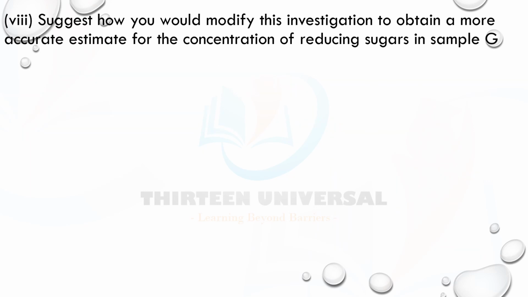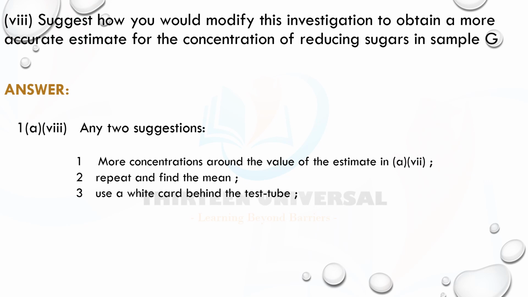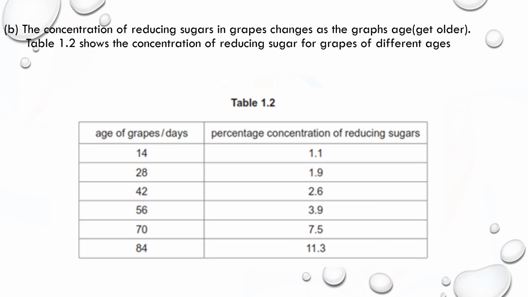That's a lot, guys. So that's how you would modify this investigation to obtain a more accurate estimate for the concentration of reducing sugars. For any suggestion, you have to create more concentrations around where you find G. If G is between 4 and 2, you can use 10-fold serial dilution to create them, repeat and find the mean. Use cardboard. Okay, look at this question.